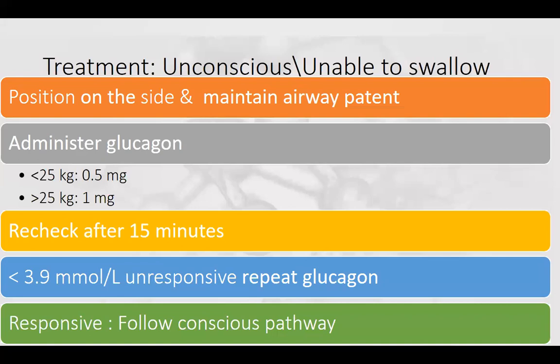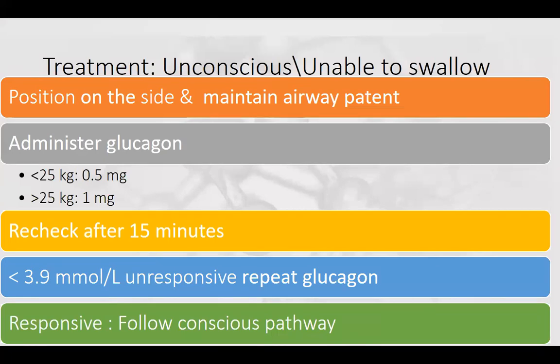How do we treat a child who is unconscious and unable to swallow? Now, this has happened to me a couple of times. I've even been called by parents who said that the children are unconscious. So, as healthcare providers, start with ABC, right? Position on the side, maintain their airway. If you are lucky enough and you have glucagon, go ahead and give glucagon. Now, if the child is less than 25 kilograms, give 0.5 milligram. If more than 25 kilograms, then give 1 milligram.